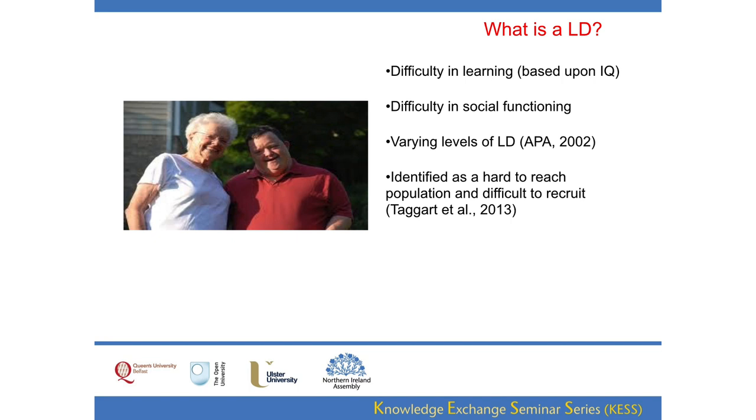So just to inform what a learning disability is, or if it's outside of the UK, an intellectual disability. A learning disability is to do with a difficulty about learning based upon IQ, approximately around 70. There's also difficulty in social functioning. There are varying levels of intellectual disability: mild, moderate, severe, profound. And we also know that people with learning disabilities are a very hard group to identify and recruit for research projects as well.